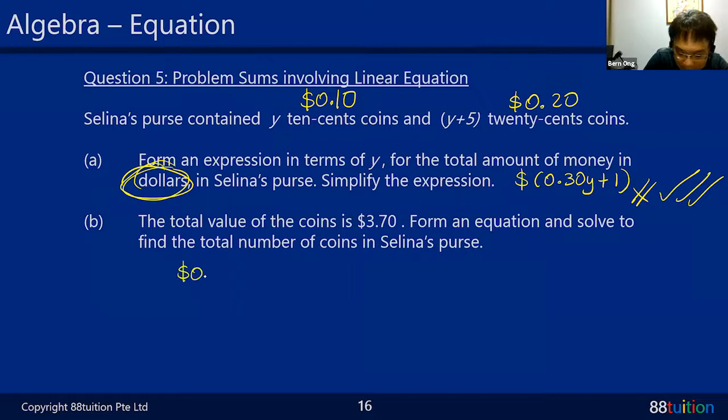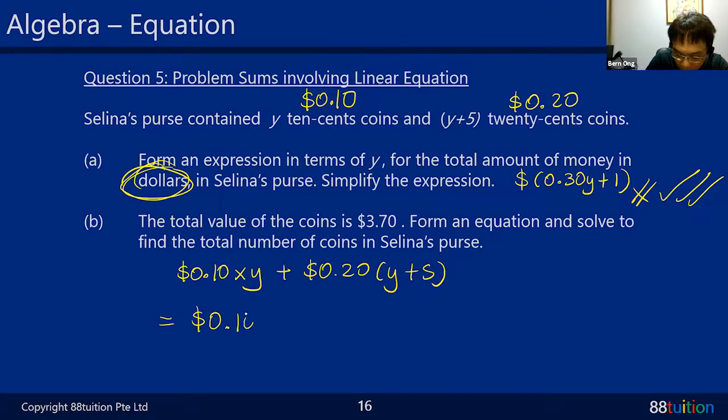You present it as 10 cent times y, right? Plus 20 cent times y plus 5. So if you do an expansion, it will be $0.10y plus 20 cent times y will give you 0.20y, and 20 cent times 5 will give you $1.